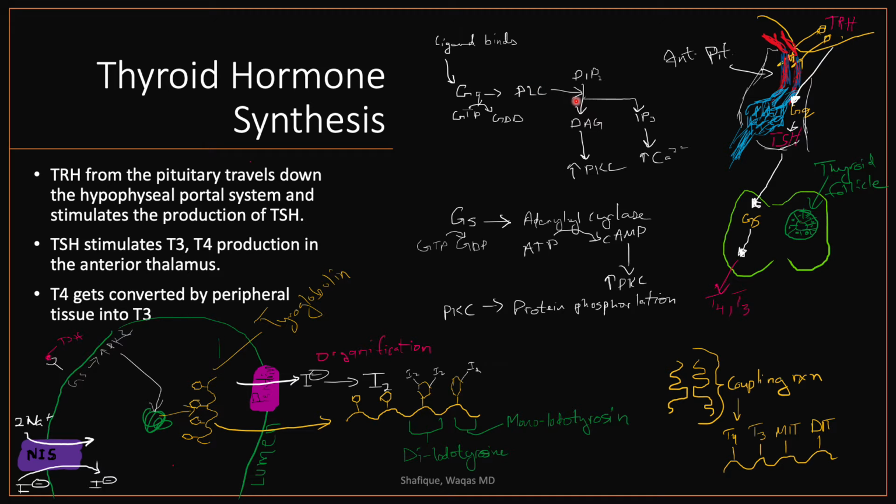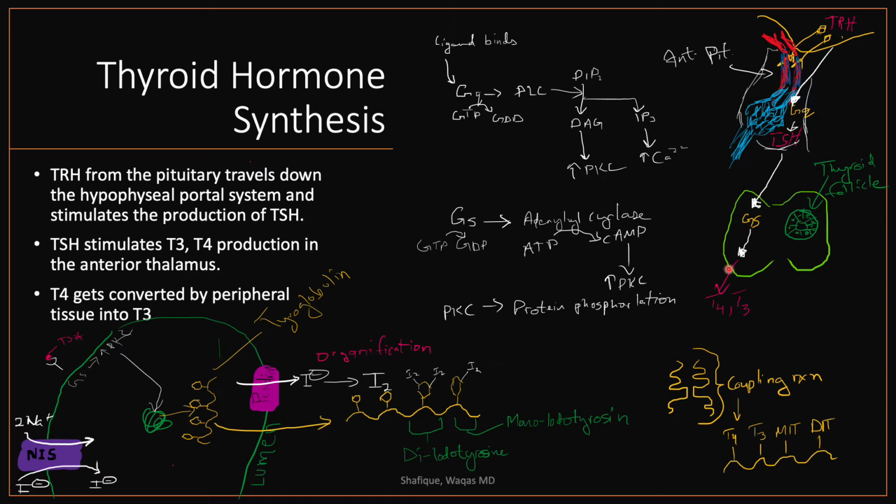Phospholipase C goes on to cleave PIP2, which gives you diacylglycerol and inositol triphosphate. The diacylglycerol goes on to activate protein kinase C, and inositol triphosphate causes increased intracellular calcium, which is used for exocytosis of the protein.